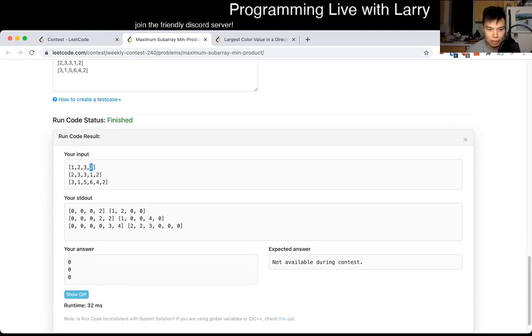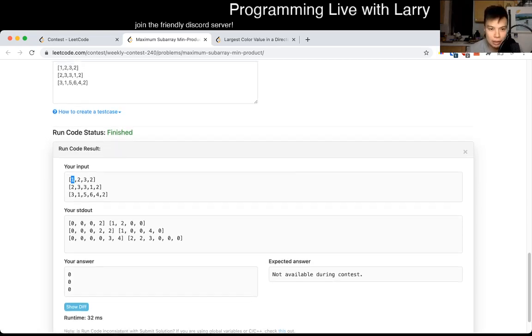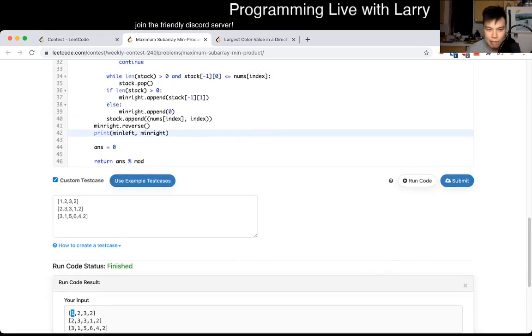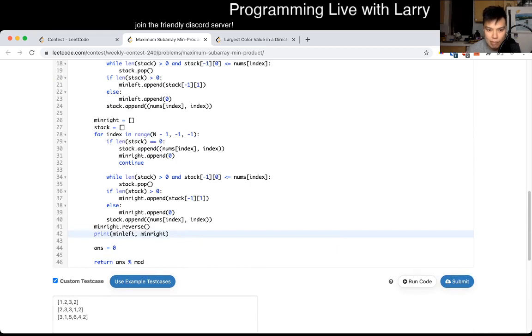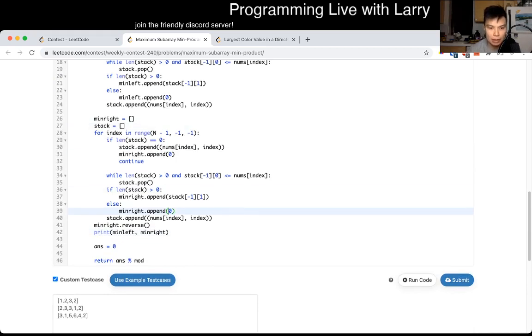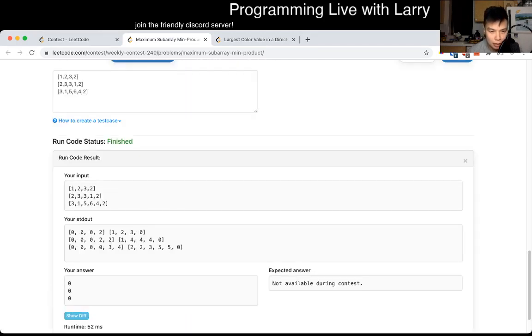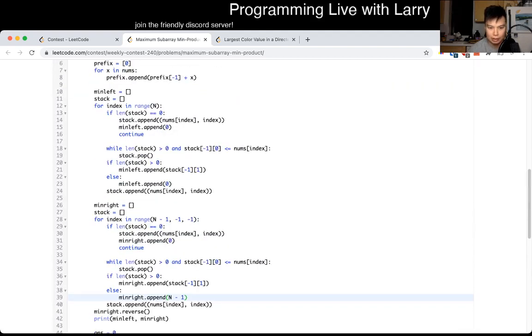So this is 1. Is that true? No, that shouldn't be right. 2 is 2. Because for 1, it should be all the way. Did I mess up my indexing? Oh, this 0 doesn't make sense. It should be n, because that's the last inclusive number. And this is also not right, but that's fine. That's easy to fix.